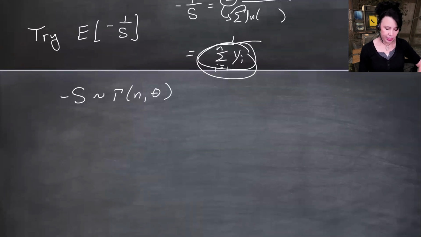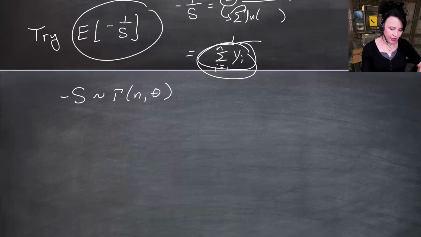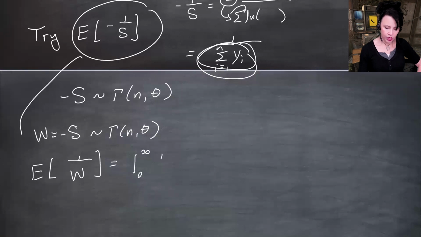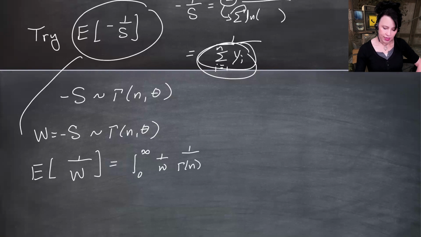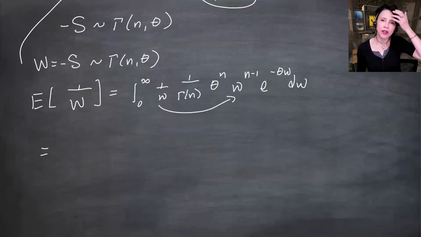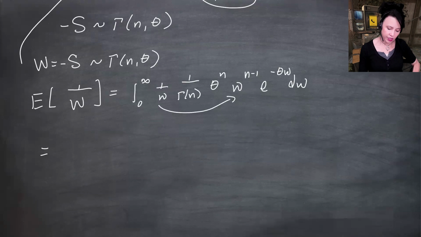The negatives are a little weird here. Maybe I should rewrite this. I should let w be the negative of s, which has this gamma distribution. And so now we're looking at the expected value of 1 over w. This is going to be the integral 0 to infinity 1 over w times that gamma PDF, 1 over gamma of n, theta to the n, w to the n minus 1, e to the minus theta w dw. I'm going to bring that w in there and adjust this and integrate without integrating. Or maybe you remember this result because we've done it a few times.